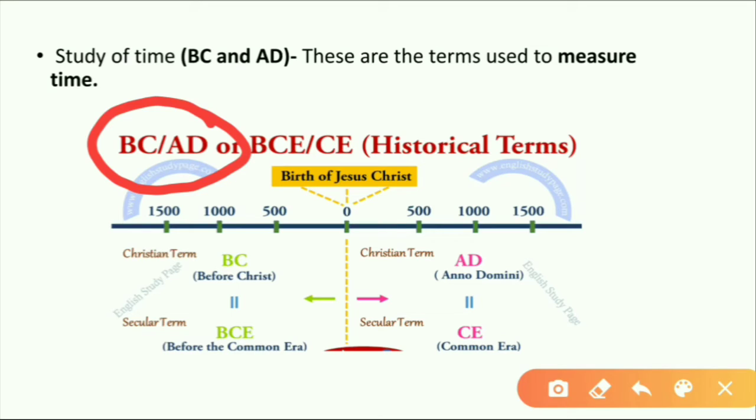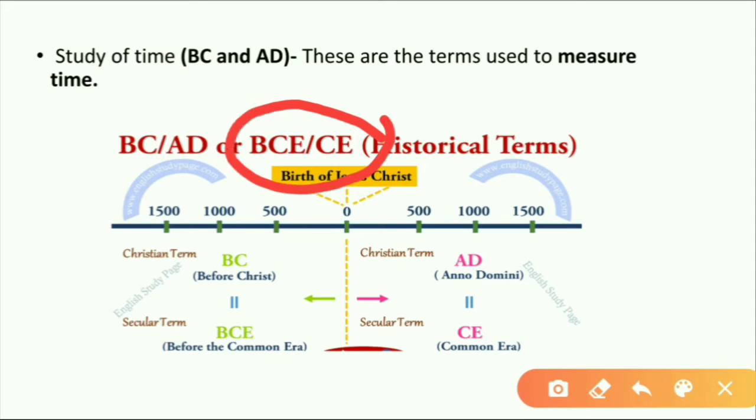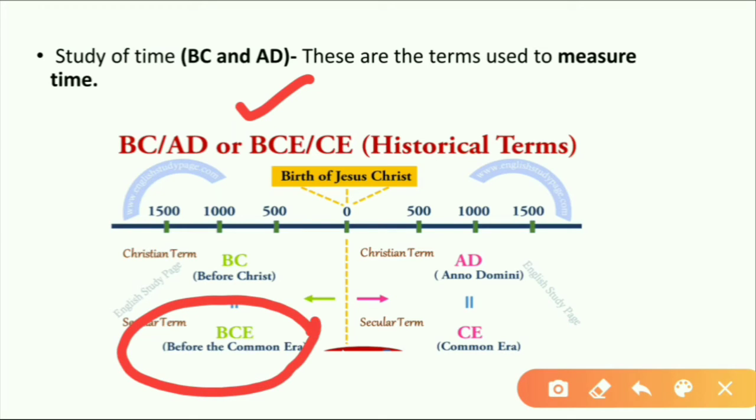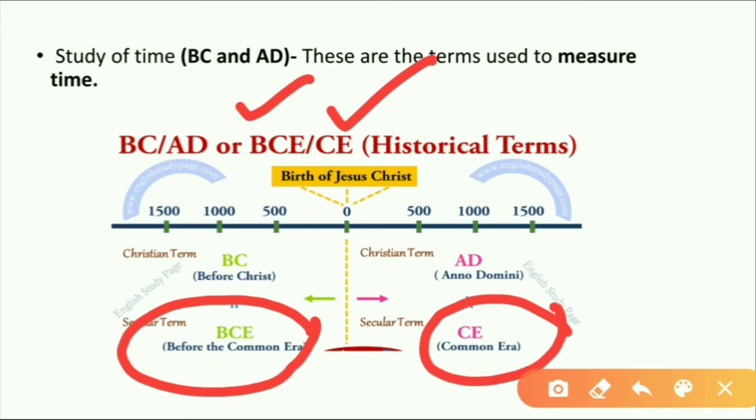But slowly, nowadays, historians preferably use the terms BCE and CE instead of BC and AD. Now, what do you mean by BCE and CE? BCE means before the common era, and CE means common era.